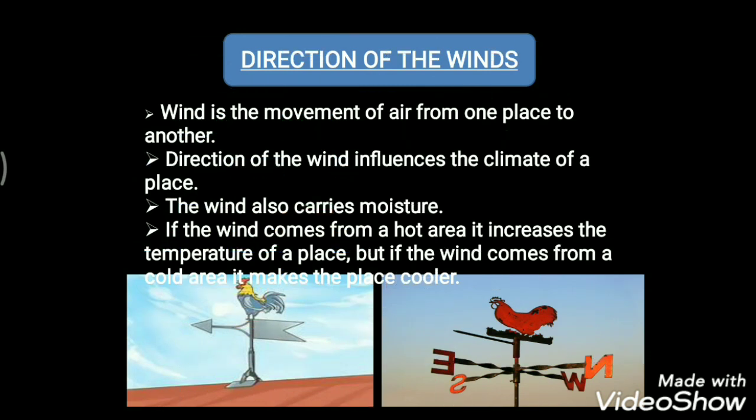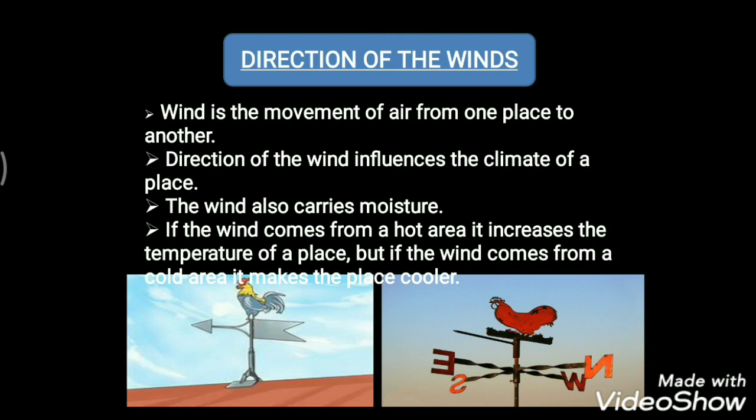Next we have the direction of the winds. We all know that wind is the movement of air from one place to another. So the direction of the wind influences the climate of a place. The wind carries moisture. If the wind comes from a hot area, it increases the temperature of a place. But if the wind comes from a cold area, it makes the place cooler.